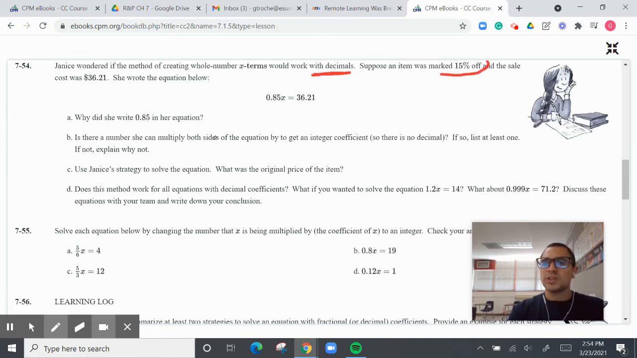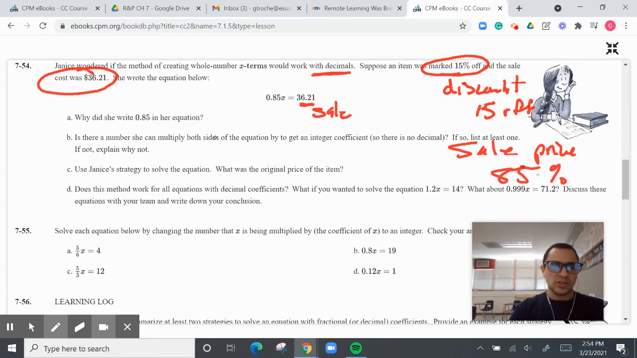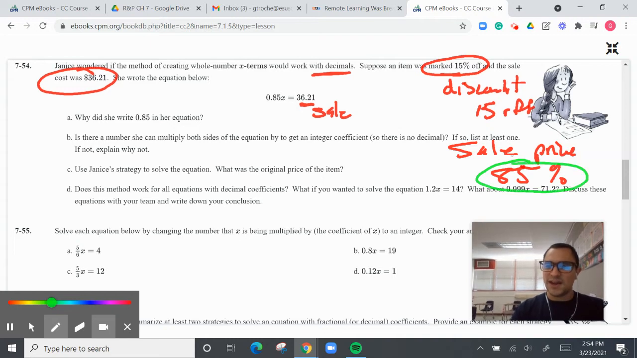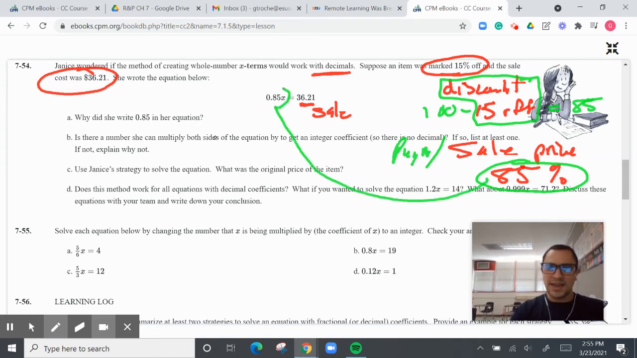Suppose an item was marked off 50%. So this is the discount. And the sale was $36. So this is the sale here. And remember, the discount is 15 off. So that means our sale price is 85%. So that's where we're getting this 85, because 100 minus 15 equals 85. So if we're getting 15% off, that means we are paying 85%.